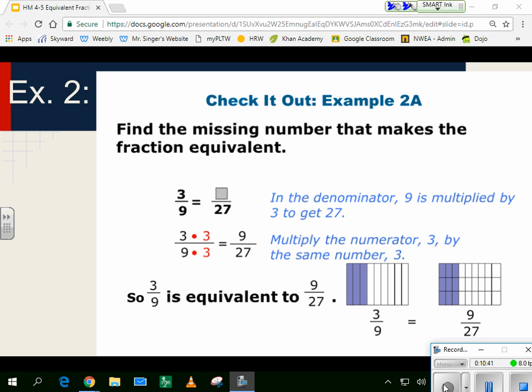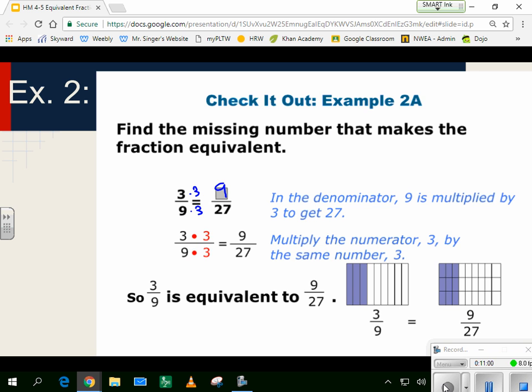So we know the bottom parts. We know 9 and 27. What do you have to do to get from 9 to 27? We're getting bigger, so again, we're multiplying. 9 times 3 gives me 27, so what I do to the bottom, I do to the top. 3 times 3 gives me 9, and that's how you find that missing value.